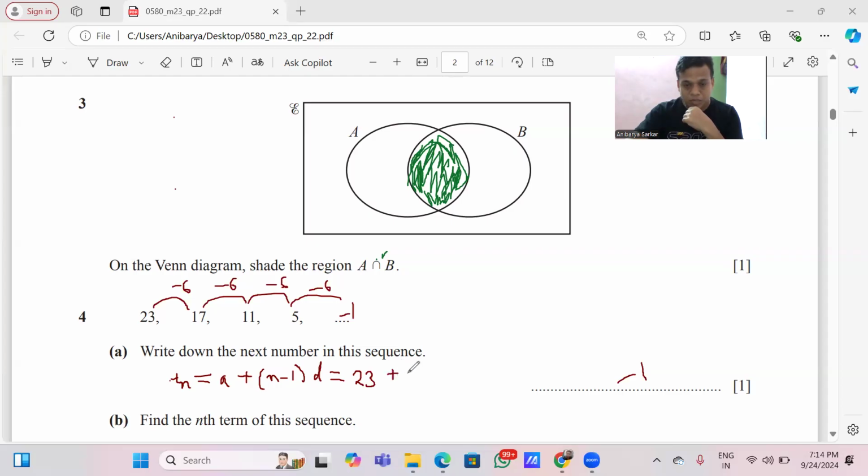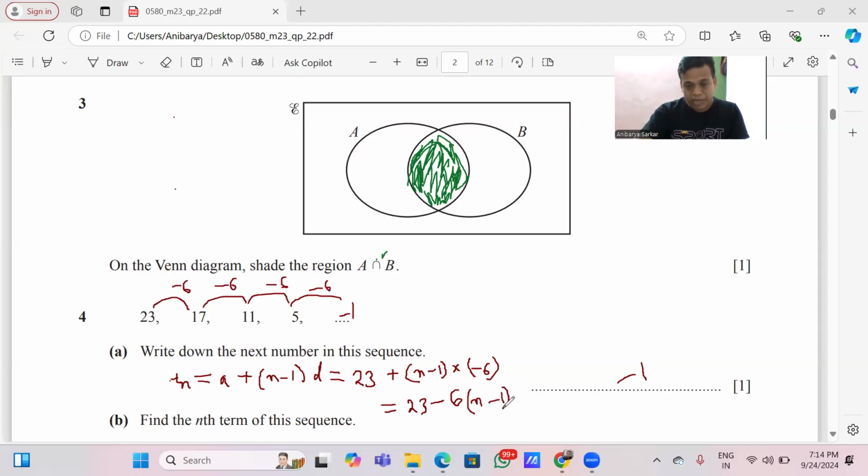plus (n minus 1) into d. What is the value of d? The value of d is -6. So I'm writing -6 here. Then on the next line, 23 plus (-6) into (n minus 1).